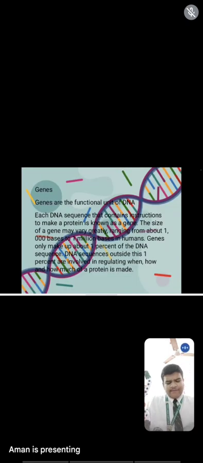Genes. Genes are the functional working unit of DNA. Each DNA sequence that contains instructions to make a protein is known as a gene. The size of a gene may vary greatly, ranging from about 1000 bases to 1 million bases in humans. Genes only make up about 1% of the DNA sequence. DNA sequences outside this 1% are involved in regulating when, how, and how much a protein is made.